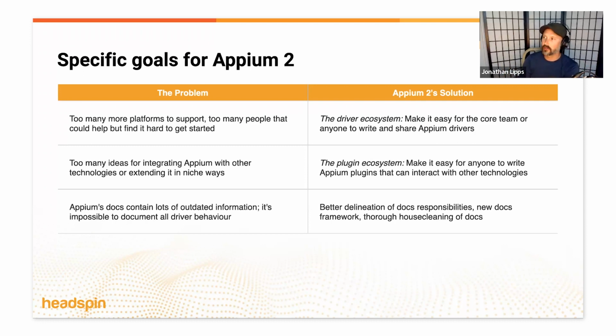But then, with that, we run into a problem of how do we make it easy for driver authors and plugin authors who might not be part of the Appium core team? How do we make it easy for them to write documentation? And so we actually created a whole new documentation generation framework. So anyone who writes an Appium driver or plugin has access to this framework and can have documentation automatically generated from their code to provide a nice reference for users, as well as be able to host a nice website.